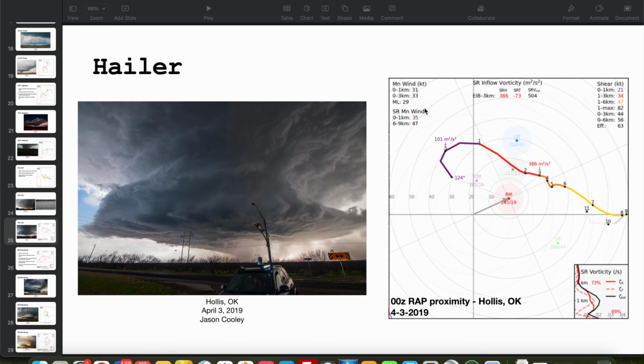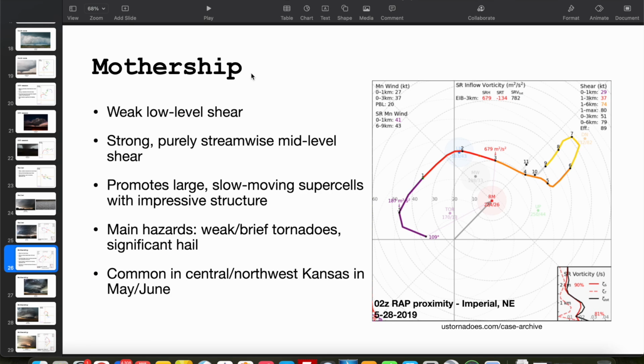Again, very weak low-level shear, mostly crosswise, with very strong deep layer, particularly mid-level shear in these hodographs. And then to kind of take it a step further, this is going to be your Mothership supercell. So your best structured supercells, it's going to be quite similar to the Haler supercell, where you have kind of weak crosswise low-level shear, not much curvature in the low levels, but you have strong, pretty much purely streamwise shear in the mid-level.